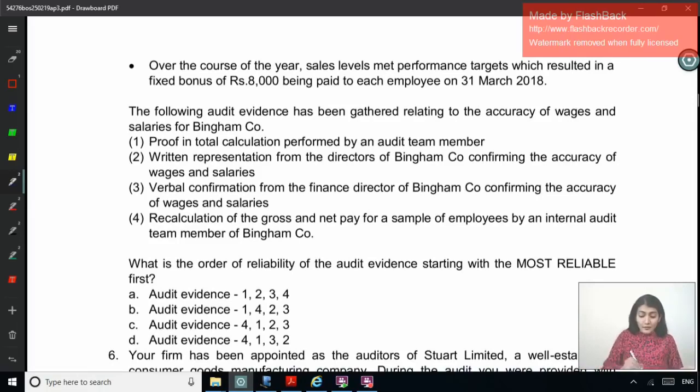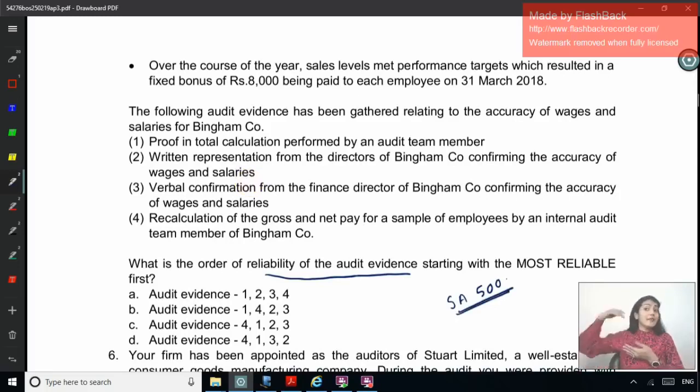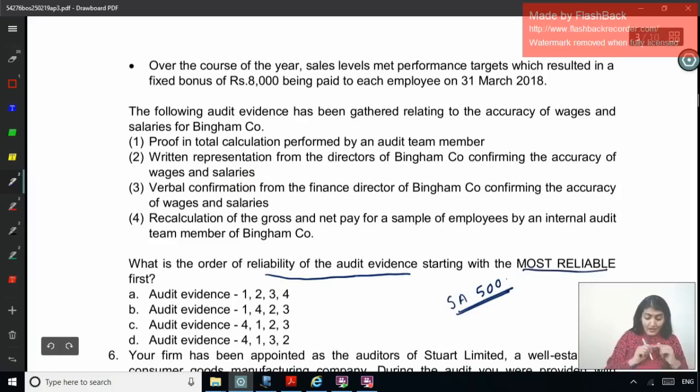Right, so reliability of audit evidence should remind us of SA 500. Evidence in written form is more reliable than oral evidence. Evidence obtained directly from the third party is more reliable than that obtained from the client or through any inference. So now, starting with the most reliable evidence, what is the most reliable evidence? We know out of these four, written would obviously be most reliable, written evidence.